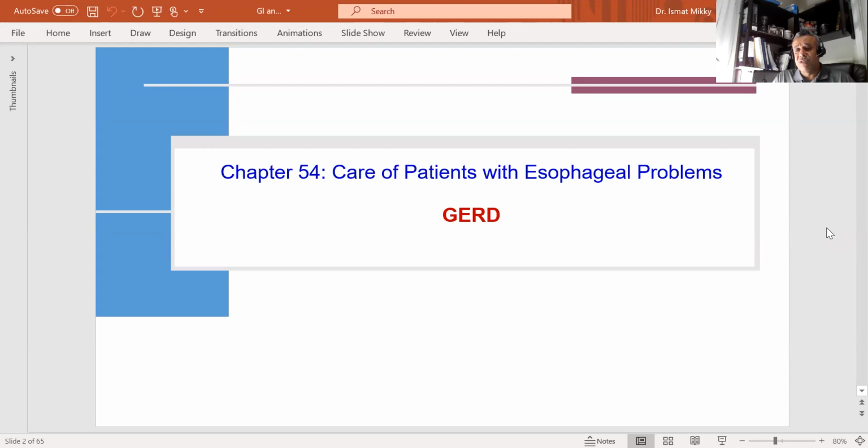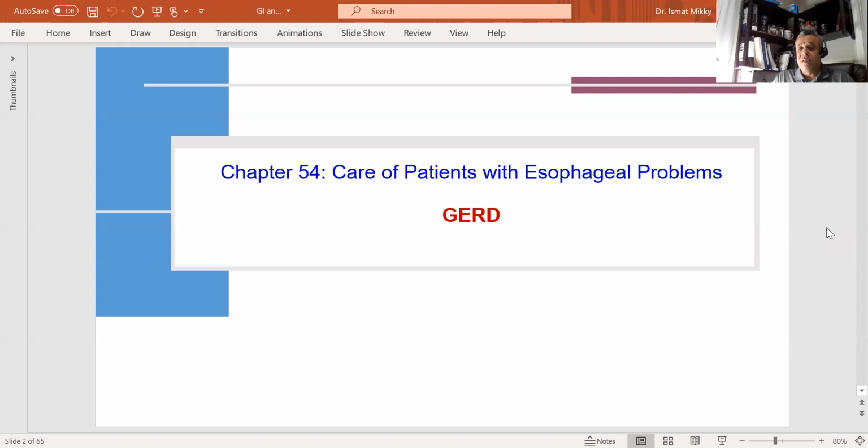There are many risk factors. The increased pressure would result from hiatal hernia, obesity, collagen vascular disease, and pregnancy. The decreased tone, so GERD results from either increased pressure or decreased tone at the LES or cardiac sphincter, would result from alcohol, caffeine, nicotine, chocolate, and fatty food.